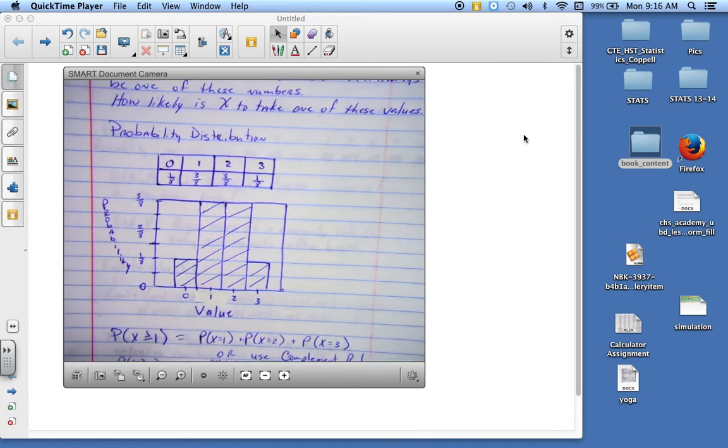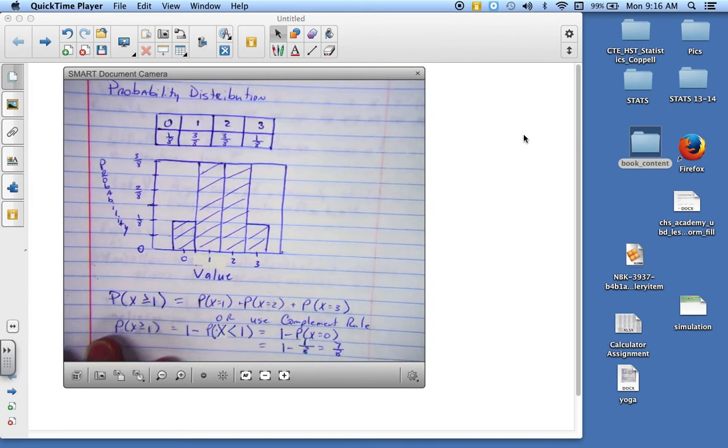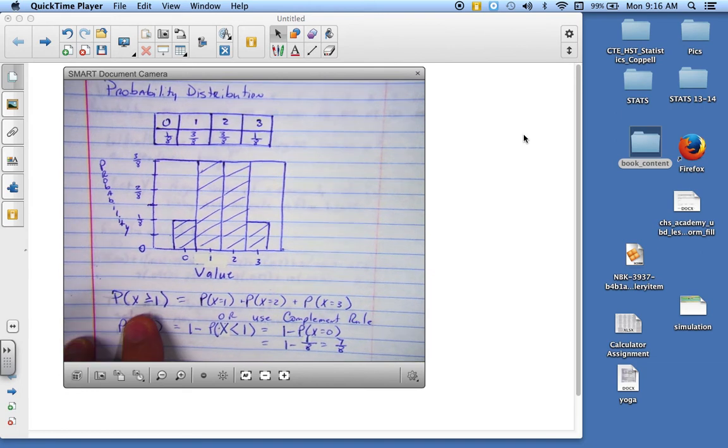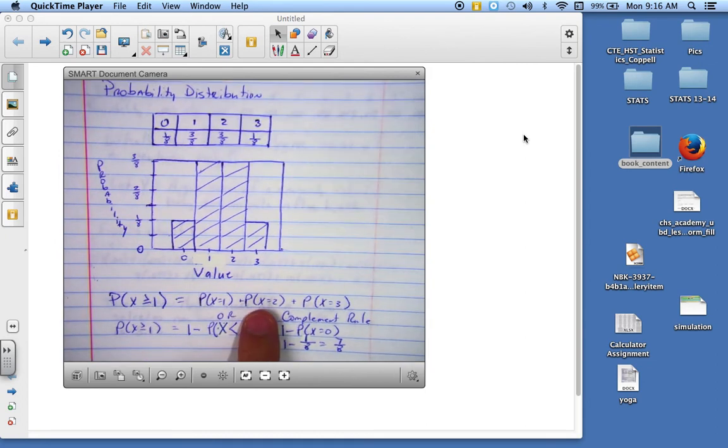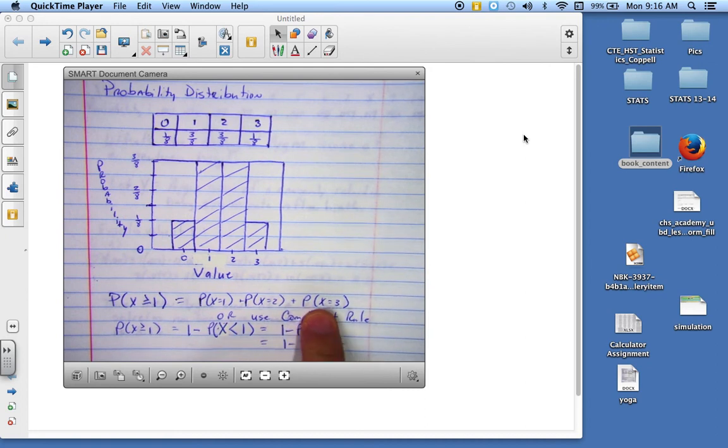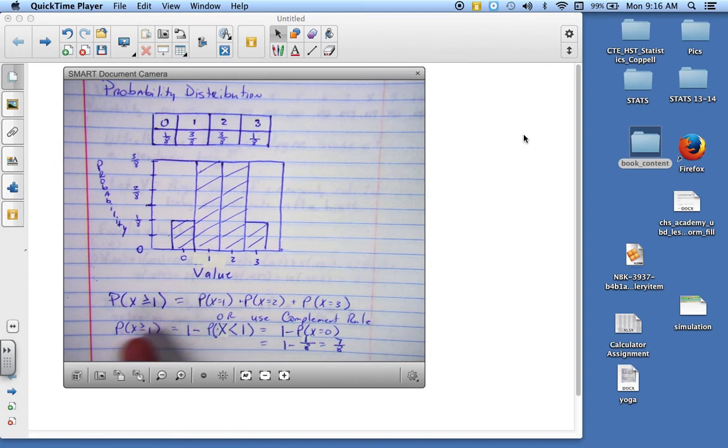Now, I'm going to show you 3 things. We want to know what the probability is of getting x greater than or equal to 1. And there are 2 ways we can do this. We can take the probability of x equals 1 plus the probability of x equals 2 plus the probability of x equals 3, and that would give us our answer. Or we could do the complement rule, which is 1 minus the probability that x is less than 1, which would equal 1 minus the probability that x equals 0, which would be 1 minus 1/8 equals 7/8.